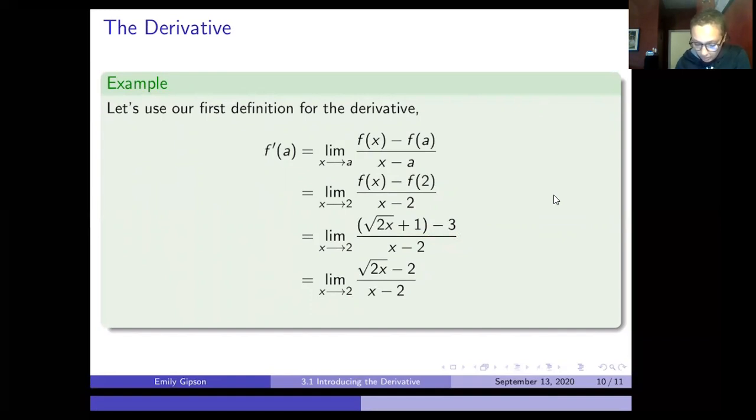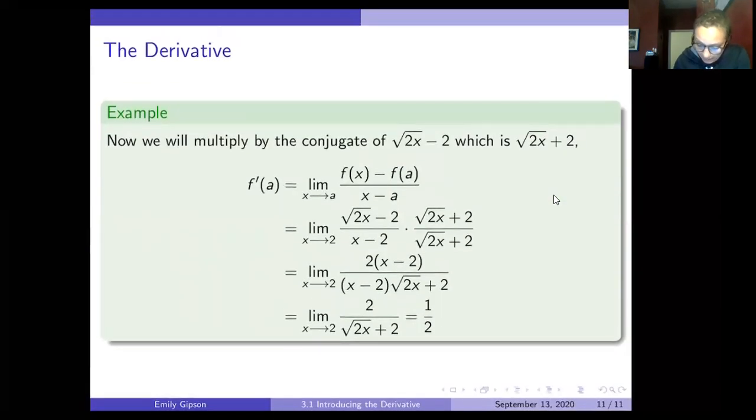If I were just to plug in the value 2, I would get 2 minus 2 in the numerator and 2 minus 2 in the denominator. So just basically we get 0 over 0, which is a problem. Which means we need to use one of our alternative techniques to figure out how to solve this problem. And that technique is going to be using the conjugate.